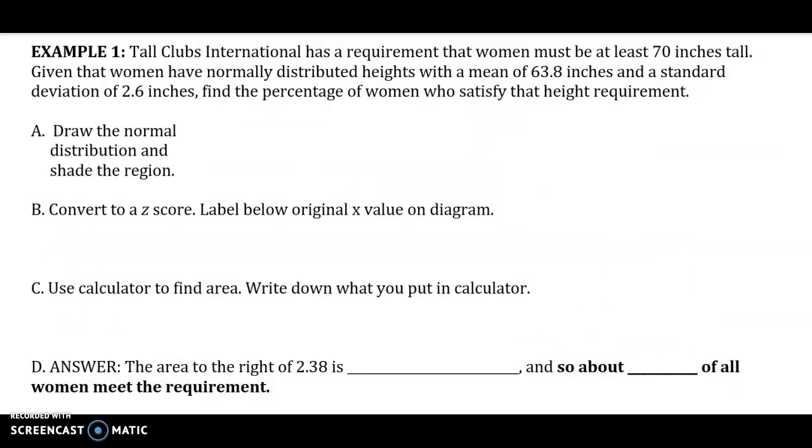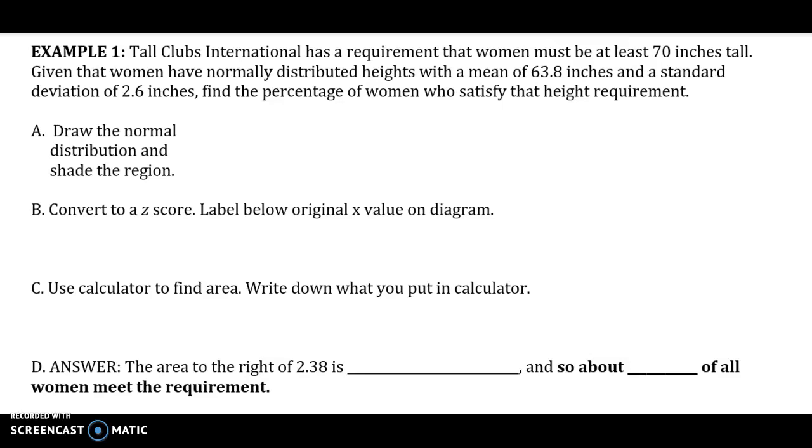Let's look at an example. Example 1. Tall Clubs International has a requirement that women must be at least 70 inches tall. Given that women have normally distributed heights and a mean of 63.8 inches and a standard deviation of 2.6 inches, we want to find the percentage of women who satisfy that height requirement.